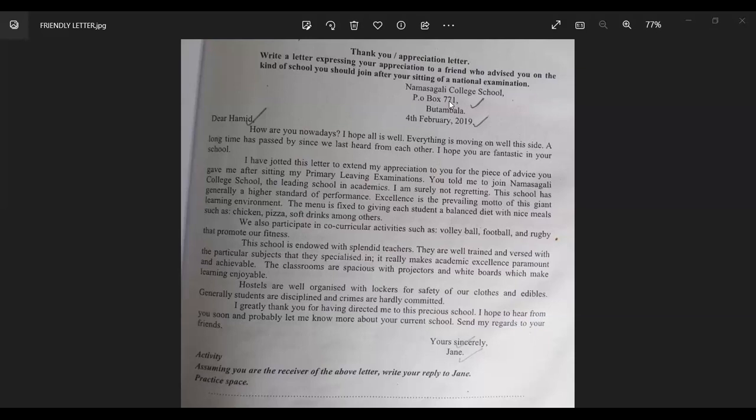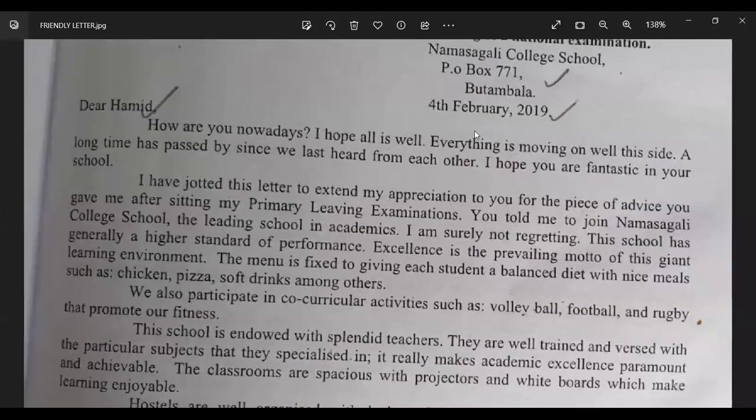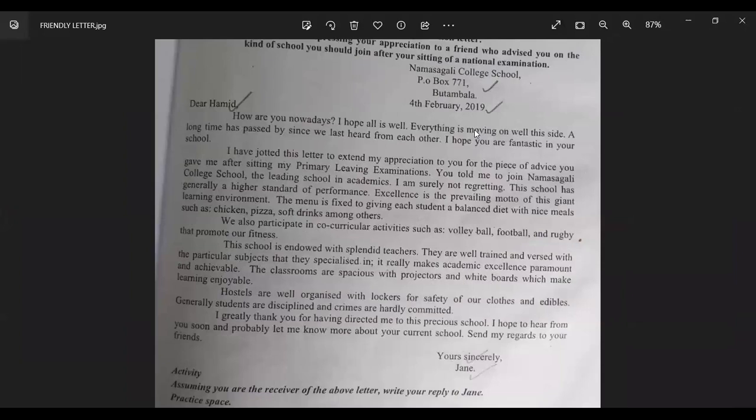We have this address, as you can see. We have the date. Our date is indented. What do we mean by indented? It is slanting. We do not write the words in the same line. They are written in a slanting format. So we leave a bit of space.